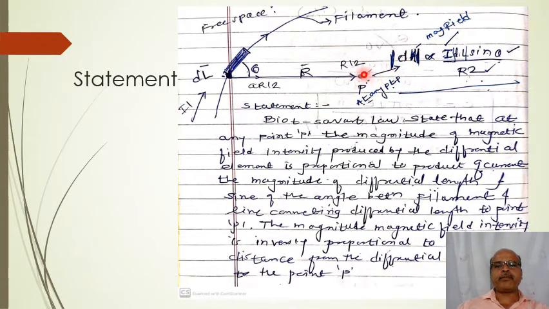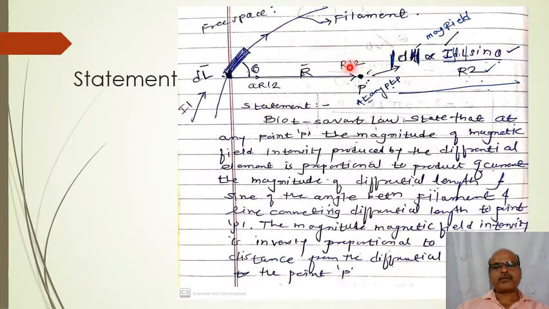At any point P, the magnitude of magnetic field intensity is proportional to the product of current, magnitude of differential length, and sine of the angle lying between the filament and the line joining to the point P. Again, the magnitude of magnetic field intensity is inversely proportional to the square of distance. This is the square of distance between the filament and the line joining to the point P. So by using this mathematical equation we can also state this Biot Savart law.